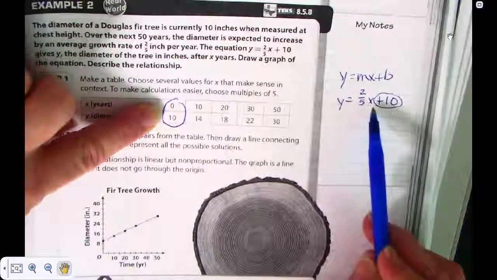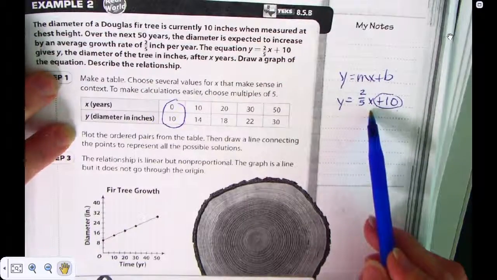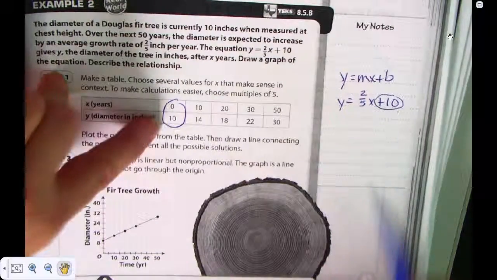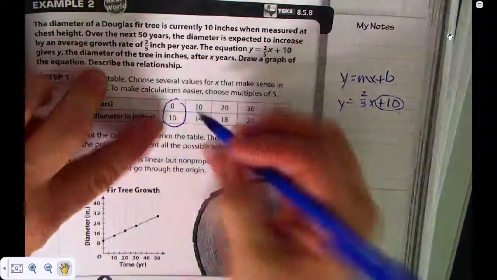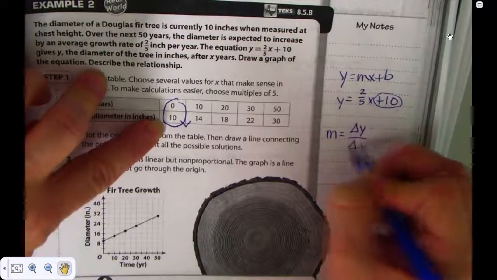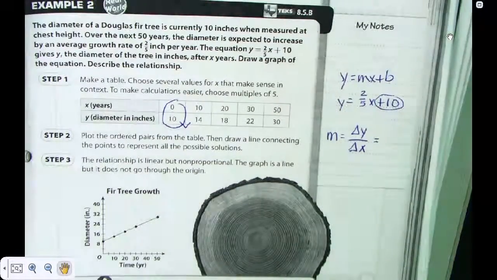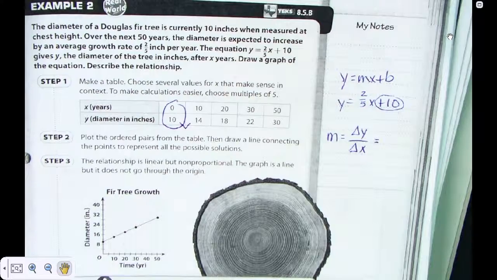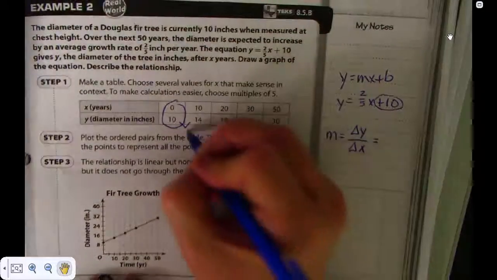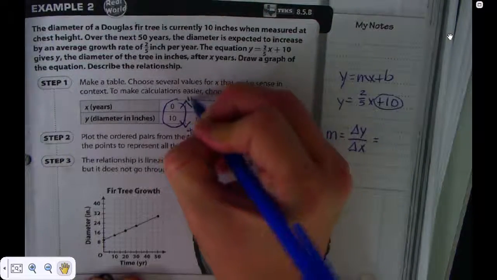What's the slope? 2/5. 2/5 is the slope. Let's go prove how they got 2/5. So to find the slope, change in y over change in x. So 10 to 14 goes up 4. And that goes up 10.